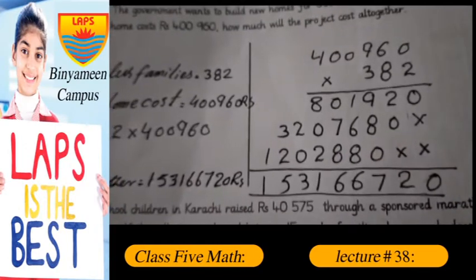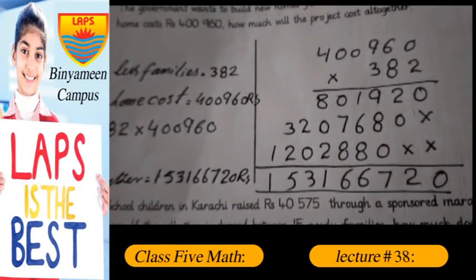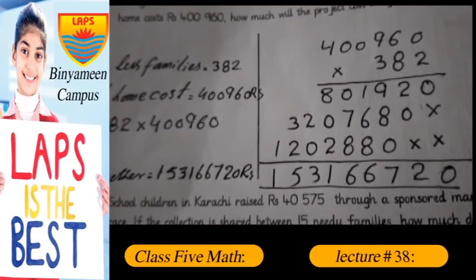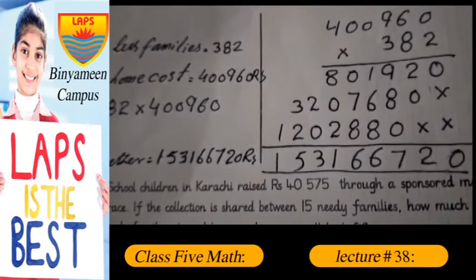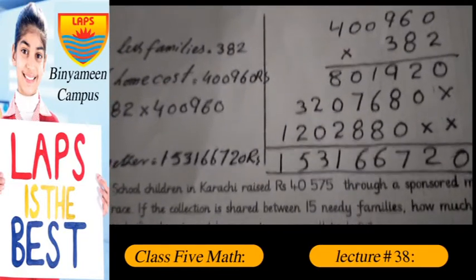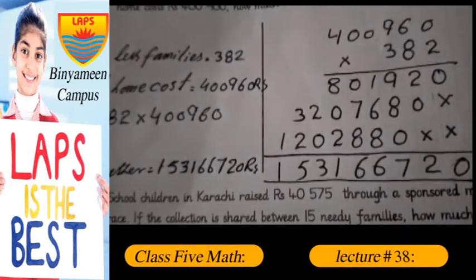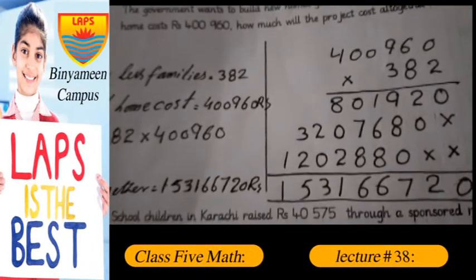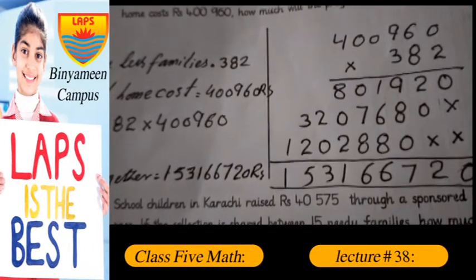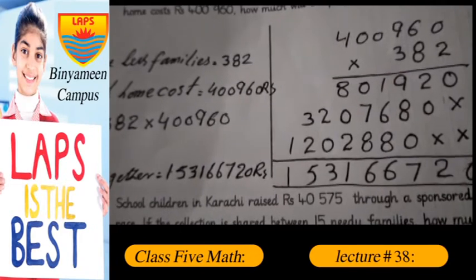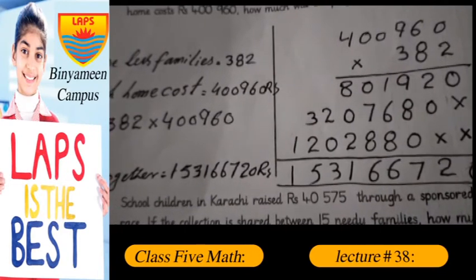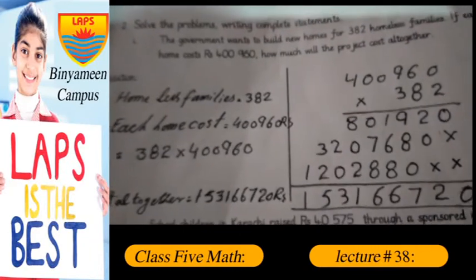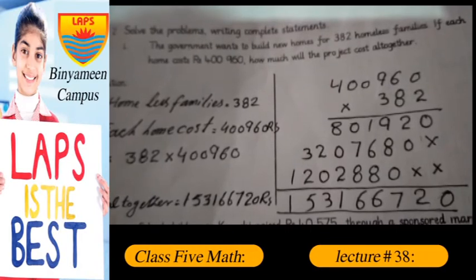Now add these values. 0, 2, 17, 7, 1 carry. 9 and 10 is 16, 6, 1 carry, and 16. 1 carry, 9 or 2 is 11, 1 carry, 2 or 1 is 3. 2, 3, 5 and 1. Answer: 1531666720.